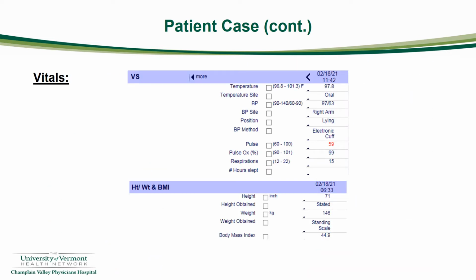Here we have LG's vitals. We can see his height, weight, and BMI were obtained prior to his procedure on the 18th of February. His vital signs, the first documented recordings we have, are from following the procedure about 2 hours afterwards.